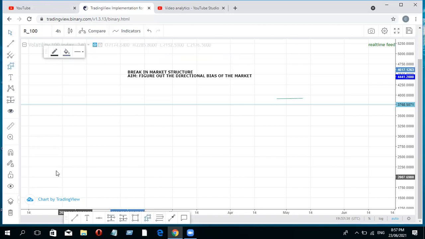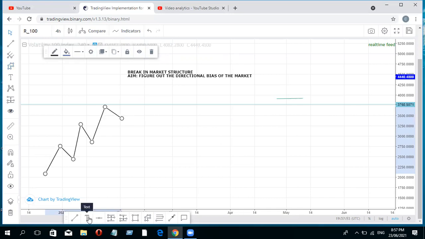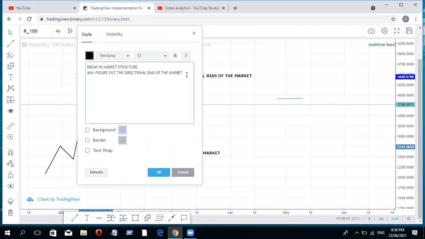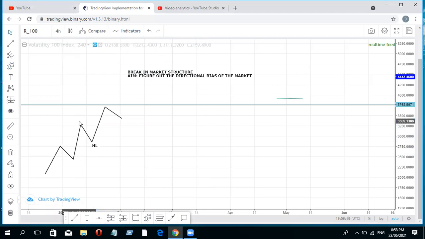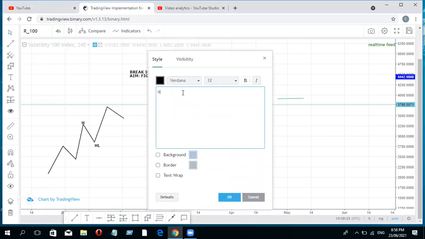So in the previous video, I said that in a bullish market, the market makes what we call higher highs and higher lows. Higher highs and higher lows. Now this is a bullish market. This is the higher low. And this is the higher high.